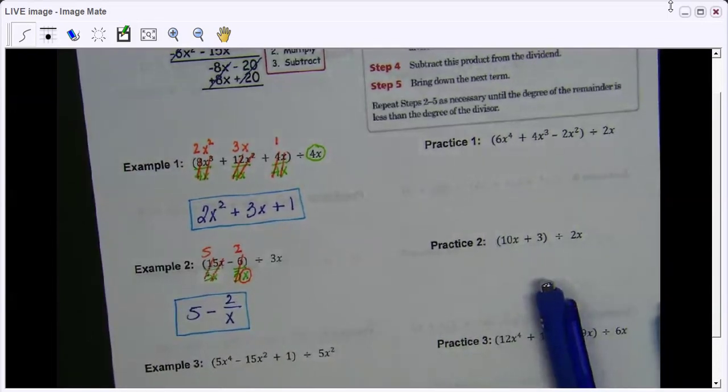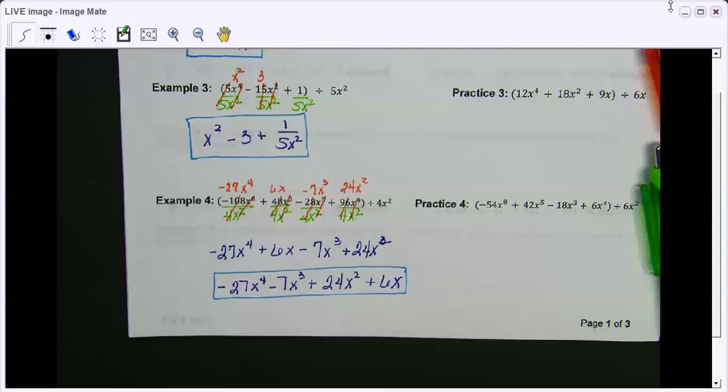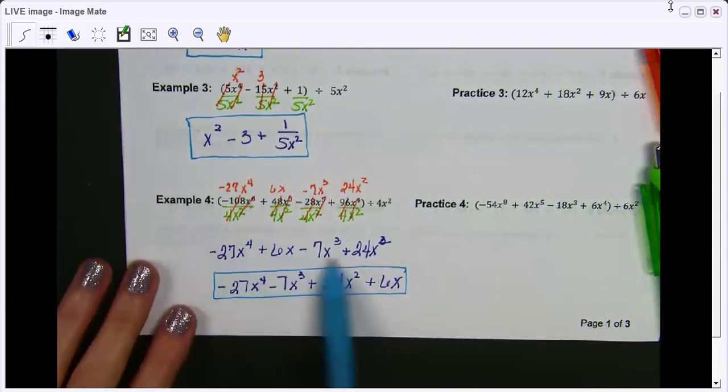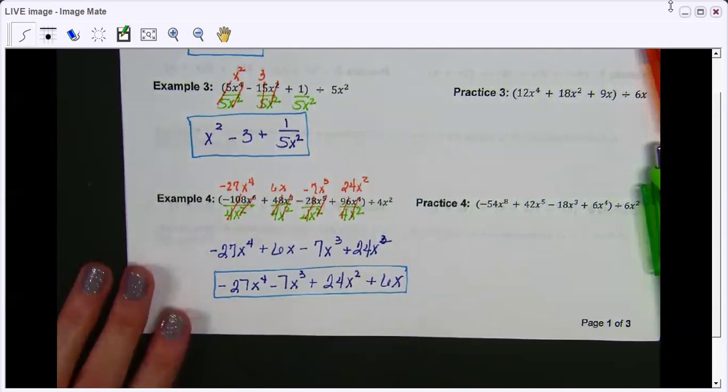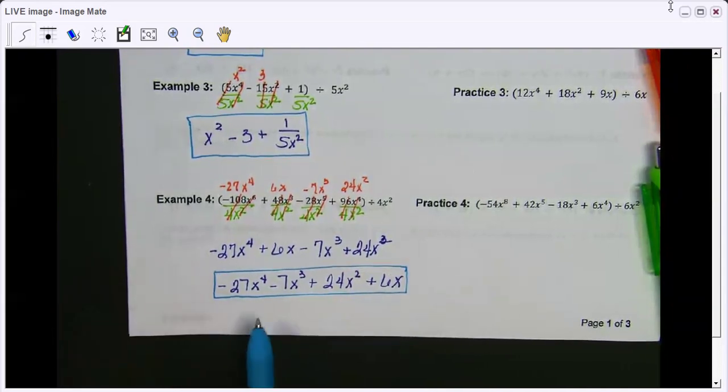Go ahead. How about you guys do 3 and 4 on your own? Okay, I'll pause the video while you do that. Okay, go ahead and check example 3 and 4, and you will notice that I wrote my answer and then rearranged it in descending order by degree. Are there any questions on how to do this?